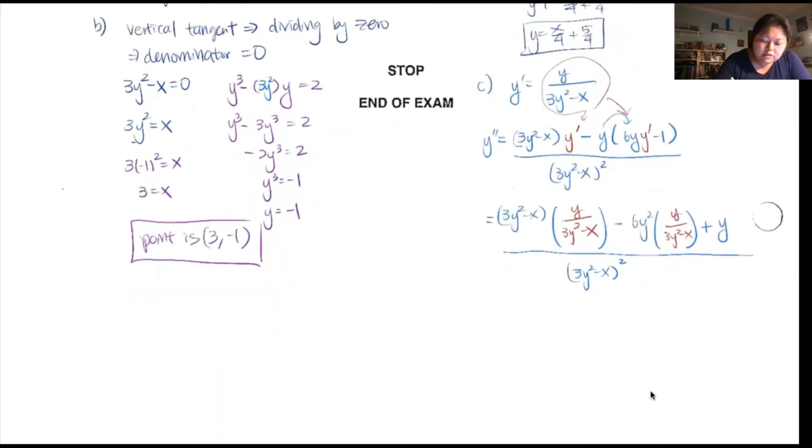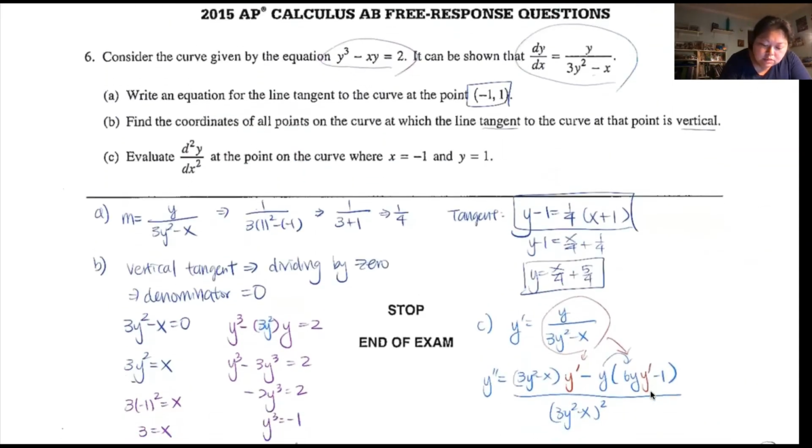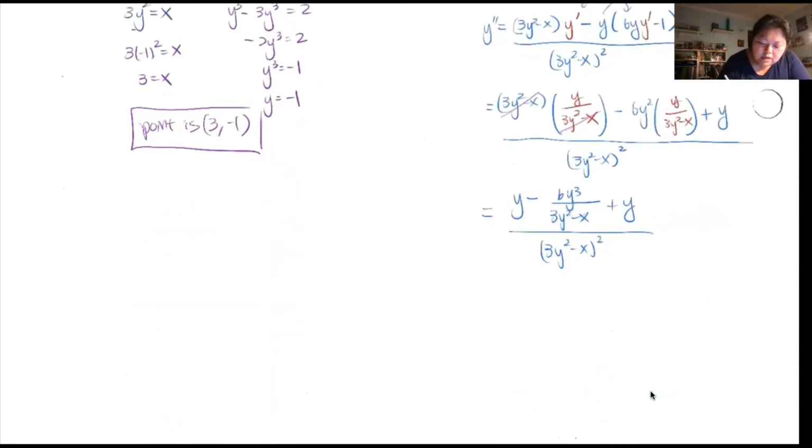Okay, so good news is the first term cleans up beautifully. And then you have y minus 6y cubed over 3y squared minus x, and then plus y. And in the bottom, you have 3y squared minus x squared. Okay, so at this point, don't keep cleaning up, right? Because you know your values. You have x equals -1 and y equals 1. Plug in those values.